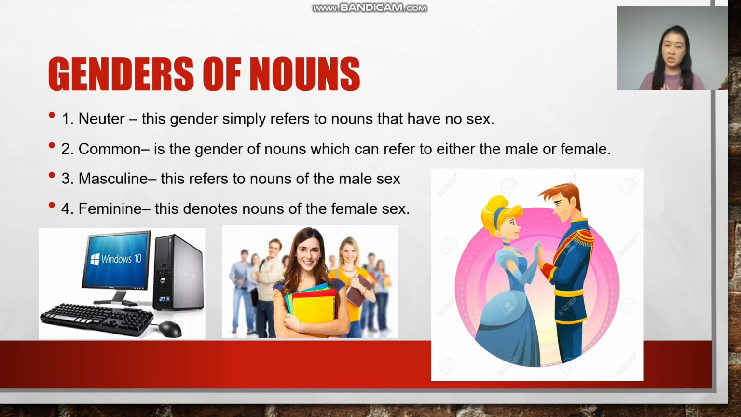Or even like the word teachers. Teacher can be male teachers or female teachers. But number 3, that is masculine. Masculine noun refers to nouns of the male sex. Right, in the example, he is a prince, right? And we use the word prince only with a man, while a princess is used for a female. And the word princess is called feminine, which refers to the noun of female.